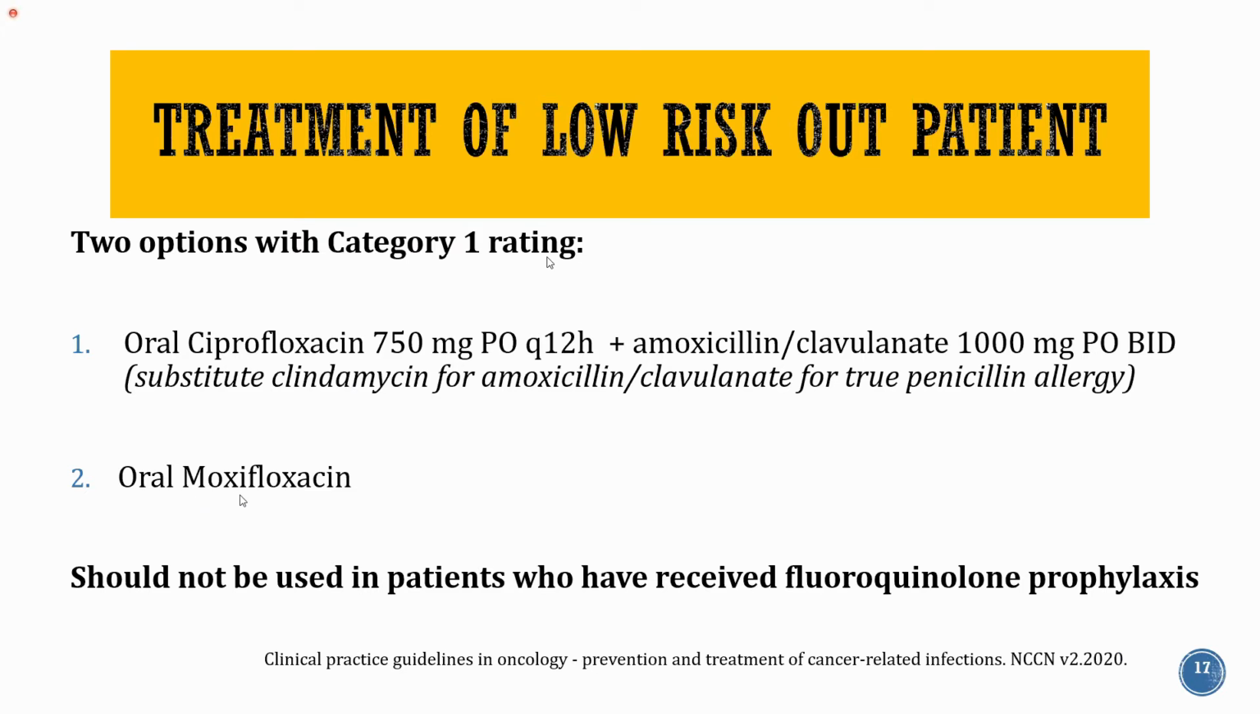And NCCN guidelines also recommend moxifloxacin. It does not cover Pseudomonas, but in those patients who are at low risk of severe infection in febrile neutropenia, we can give them moxifloxacin. It's still a category 1 recommended treatment option based on NCCN guidelines. But for those patients who have received fluoroquinolone prophylaxis, moxifloxacin is not an option. But I would prefer levofloxacin if it's available. 750 milligram once daily would be much better. And actually, levofloxacin, in my opinion, is equal to ciprofloxacin plus Augmentin.